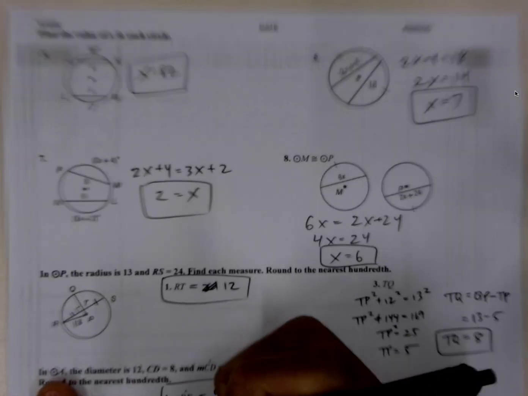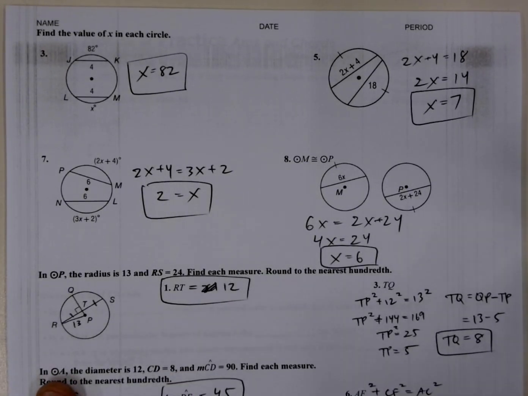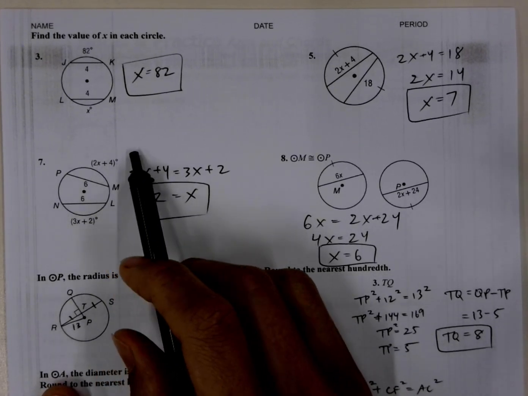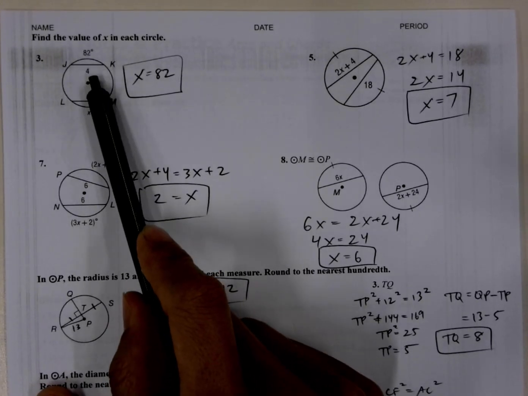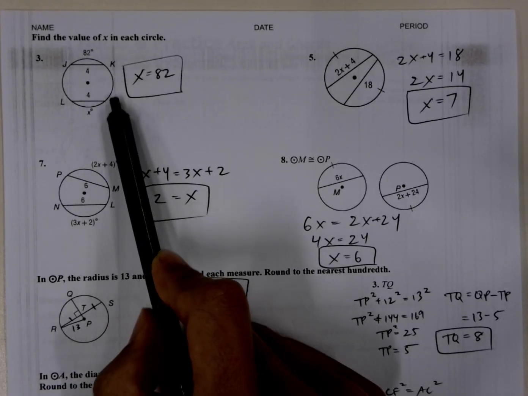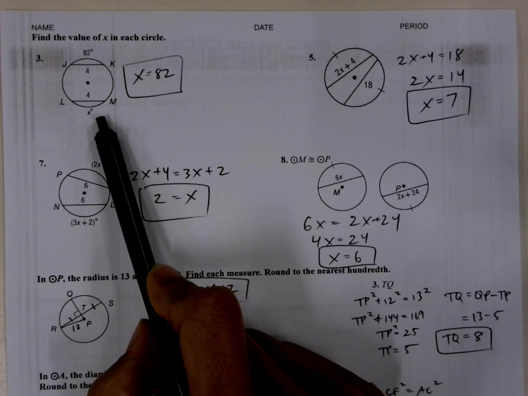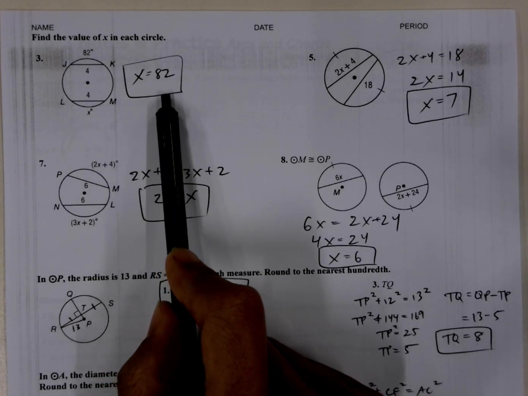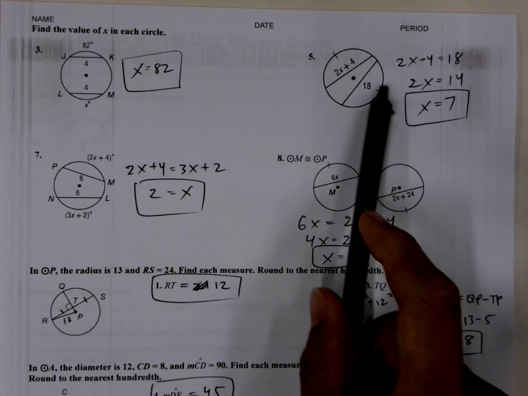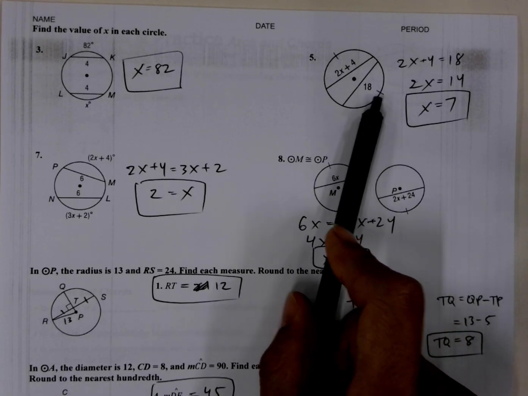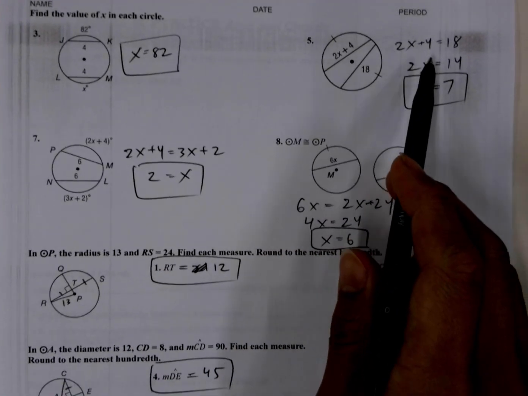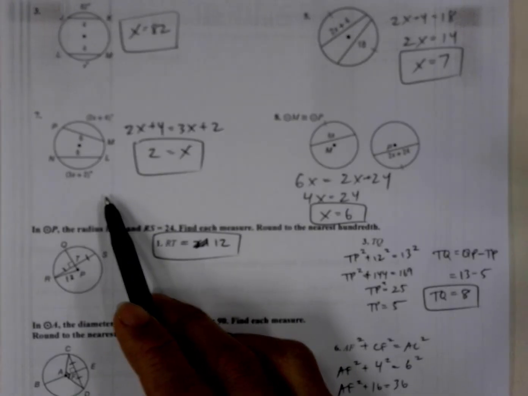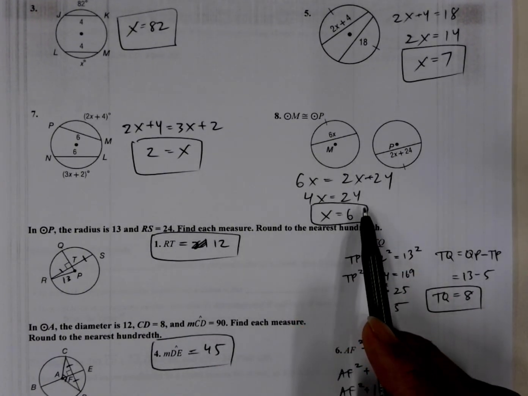Alright, so here are the problems on the back of the page. And what do we have? Well, we know the chords are congruent here, so that means that the arc measures are also congruent, so we could set them equal to each other. We know here the arc measures are congruent, so we know that the chords are congruent, so we could set them equal to each other. This one over here is the same thing. This one over here is the same thing.